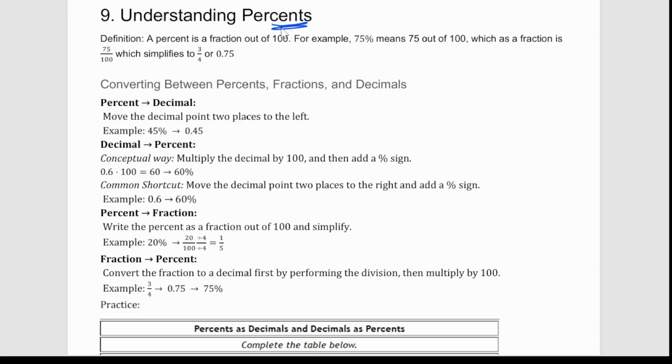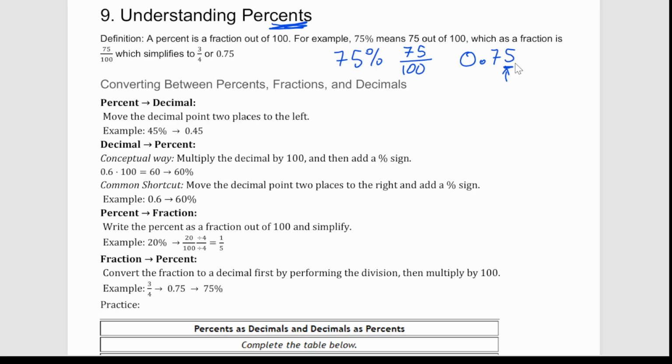A way you can remember it is that there is the word cent in it. So, for example, 75% means 75 out of 100, which is the same thing as 75 cents, aka 0.75, because that is the hundredths place value that the 5 is living in. And depending on the situation, one of those might be more useful than the other.